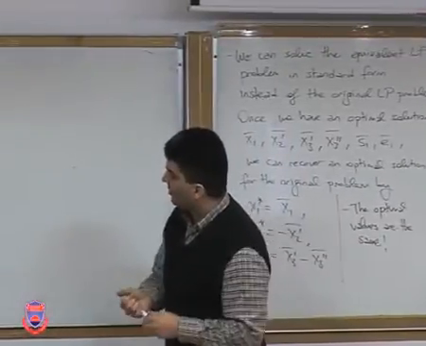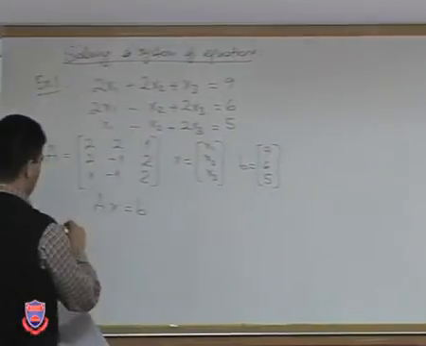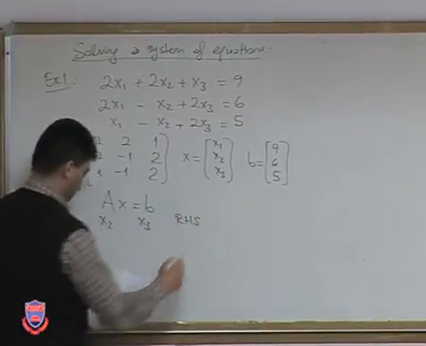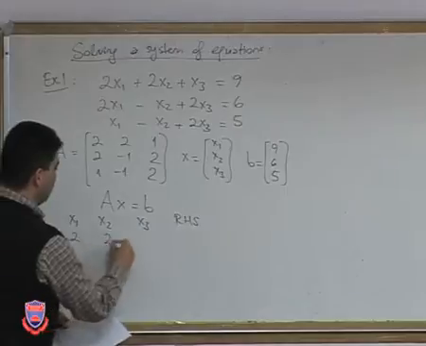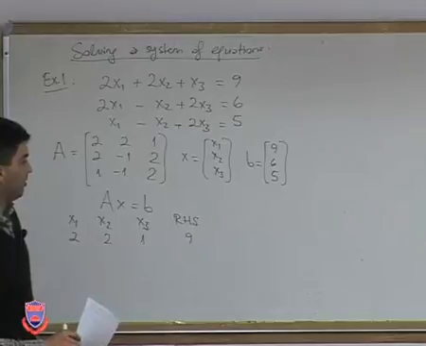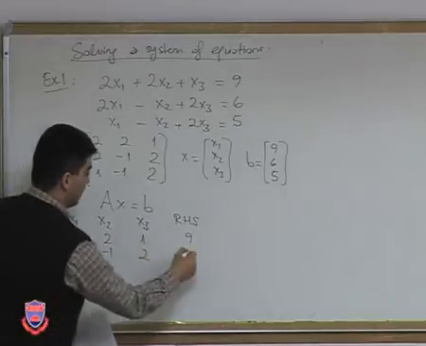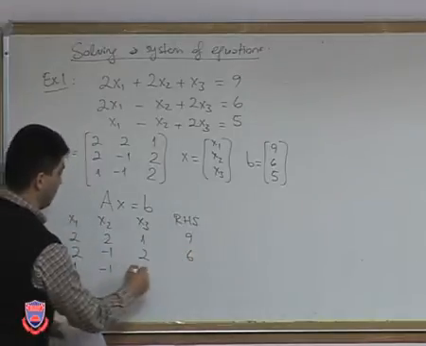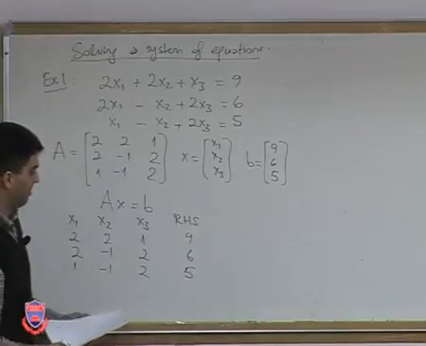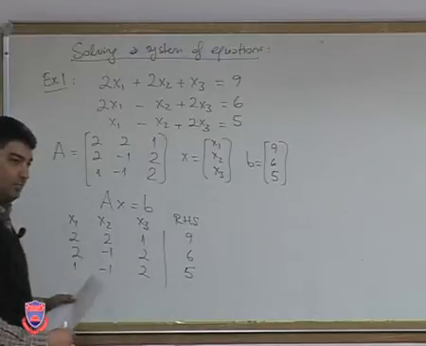So how do we solve this system? Well, we set up the following tableau. I'm going to start with 2, 2, 1, and the right-hand side is 9. I'm just removing the variables from the system, from the picture. Then 2, minus 1, and 2, the right-hand side is 6. Then 1, minus 1, and 2, and the right-hand side value is 5. Sometimes you actually put this as well, right?